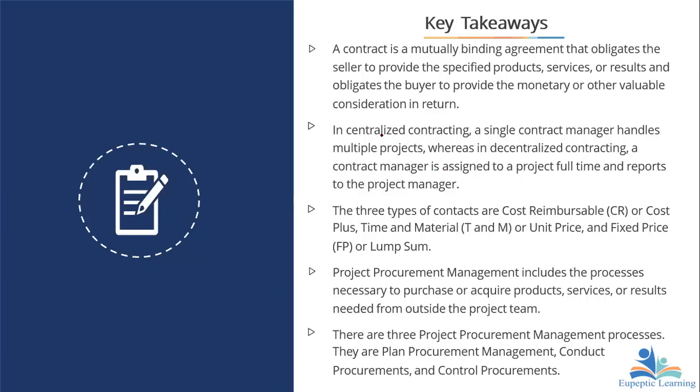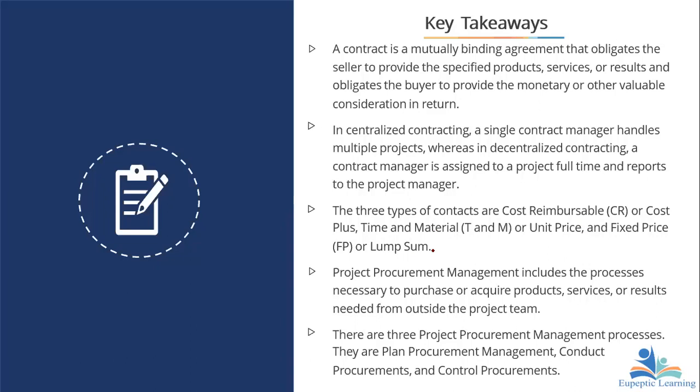There's always something new to learn under centralized contracting, so the expertise increases. But the disadvantage is that if you need the contract manager at a particular time, you may not get him because he is assigned to several projects. However, with decentralized contracting, there's more duplication of effort, and the contract manager doesn't get to learn a lot. But the advantage to the project manager is that since he's assigned to the project full time, he is always available to deal with contract related issues. Three key contract types are the cost reimbursable or cost plus, time and material or unit price, and then fixed price or lump sum contract.